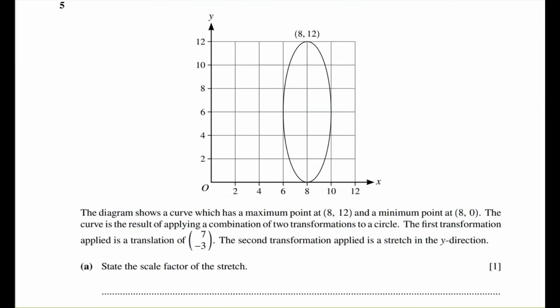The diagram shows a curve which has a maximum point at 8, 12 and a minimum point at 8, 0. The curve is the result of applying a combination of two transformations to a circle. The first transformation applied is a translation of 7, -3. The second transformation applied is a stretch in the y direction. The question A part is state the scale factor of the stretch.